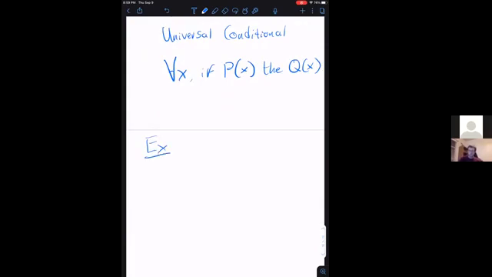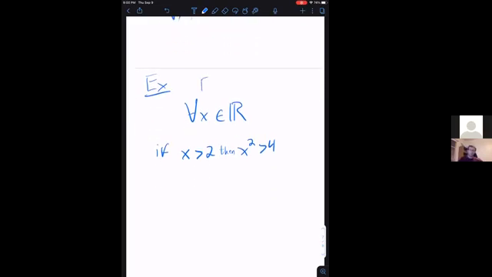So an example is for all x, element of the real numbers. Okay, so there we go. That's my first part. If x is greater than 2, then x squared is greater than 4. This right here is a universal conditional statement. Okay, this is very formal.